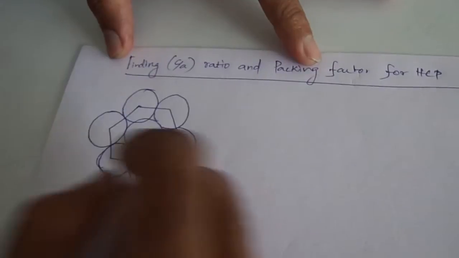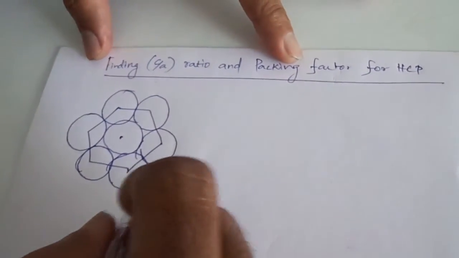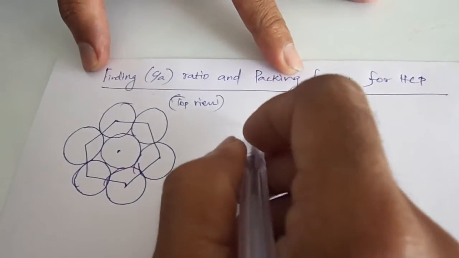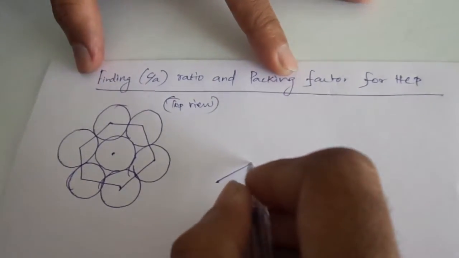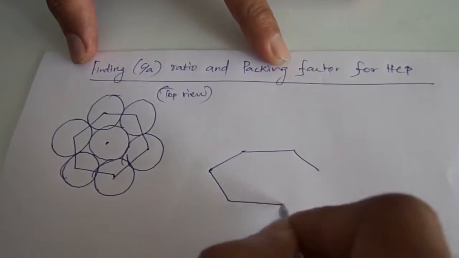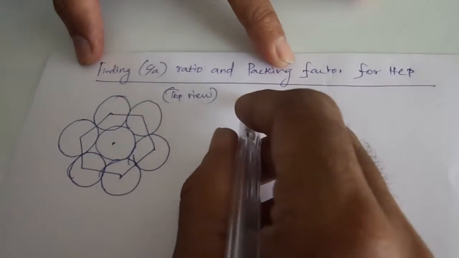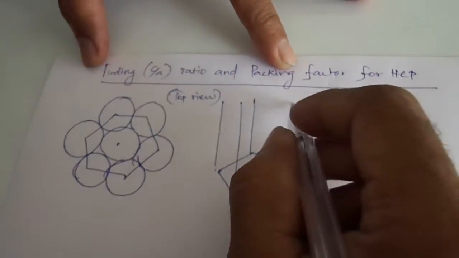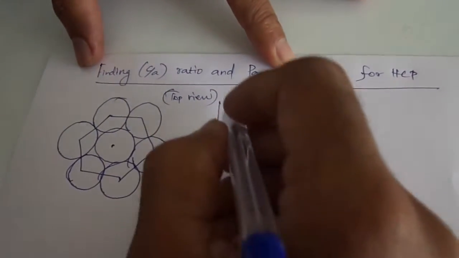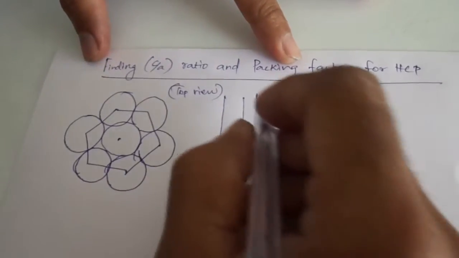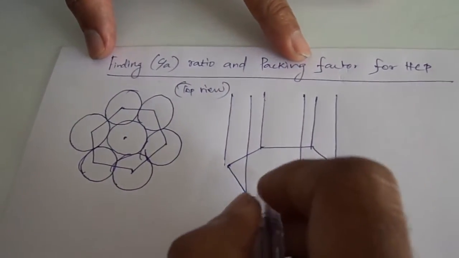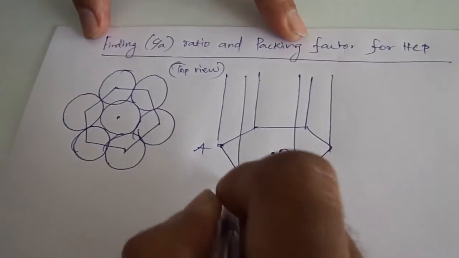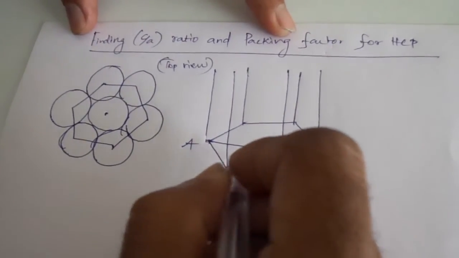Now, considering the same structure in a side view, say this is the top view of the atoms, and the side view may be drawn in this manner. Say the side view bottom surface is shown here. Now the center of the atom is here, say O, and this is A, and this is B. Now connecting all these points leads to triangle ABO.